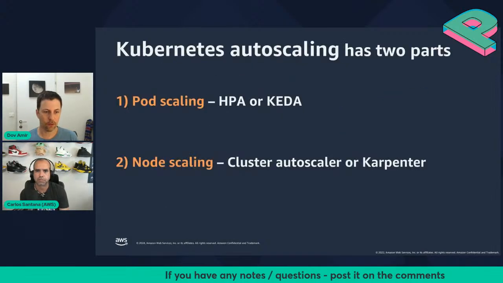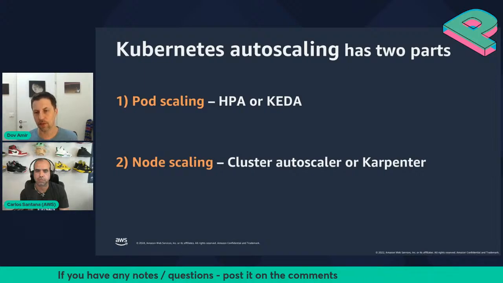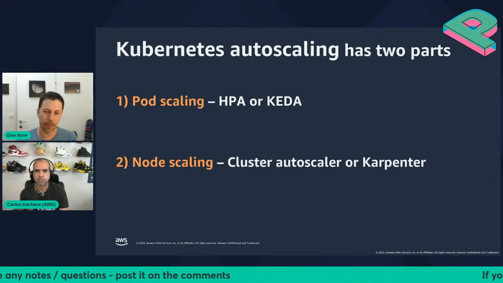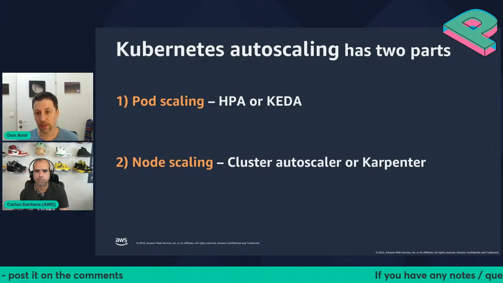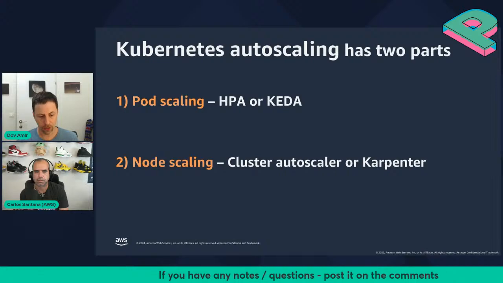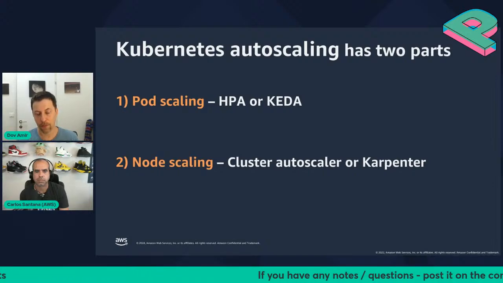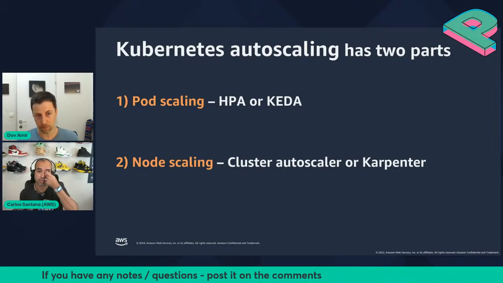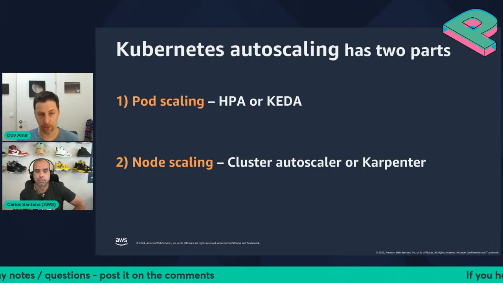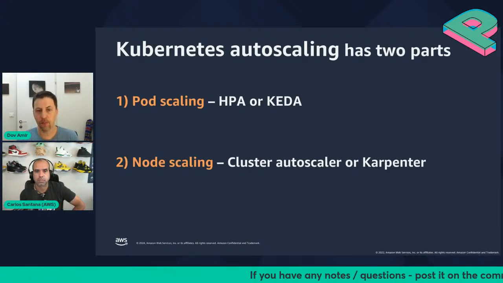So before we talk about Karpenter, let's take a step back and talk about how auto-scaling in general works in a Kubernetes environment. This is in any Kubernetes environment, not just in EKS. So scaling in Kubernetes is composed of two different mechanisms. One mechanism is pod scaling. Pod scaling, and the default example is the HPA, or the Horizontal Pod Autoscaler. Pod scaling adds more pods to your cluster.